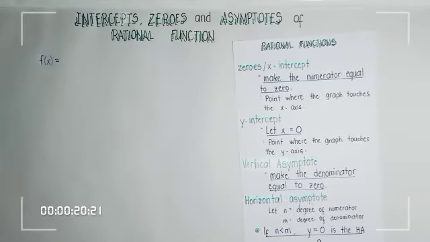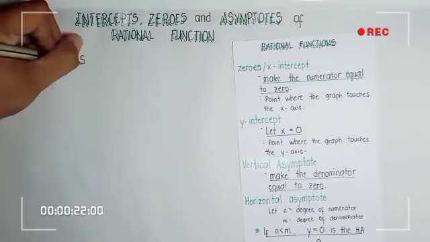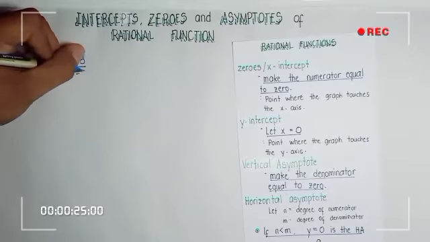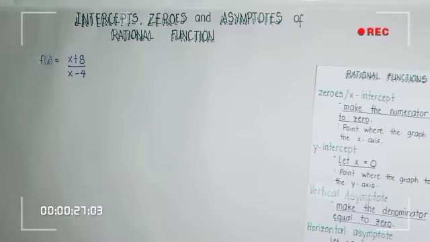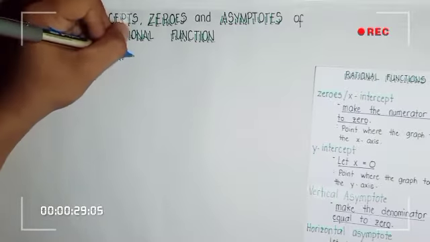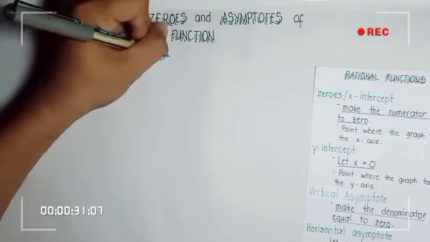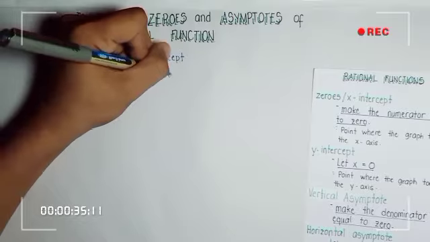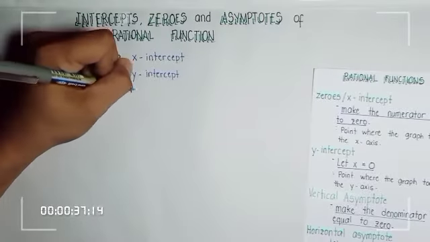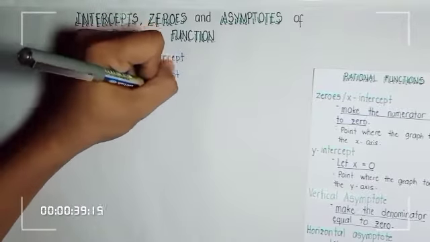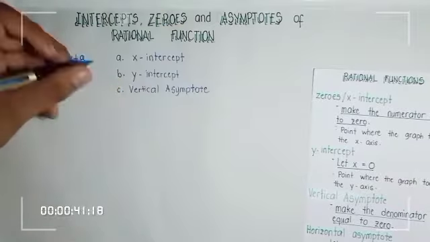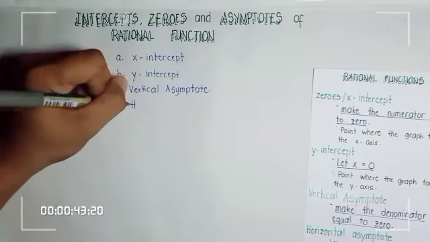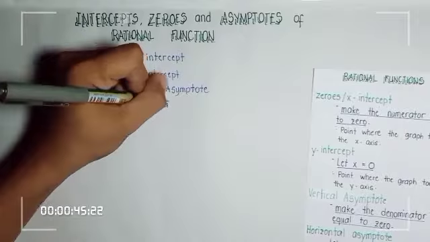For example, given the rational function f of x equals x plus 8 over x minus 4, we are tasked to determine first, letter A, the x-intercept, B, the y-intercept, C, the vertical asymptote, and letter D, the horizontal asymptote.